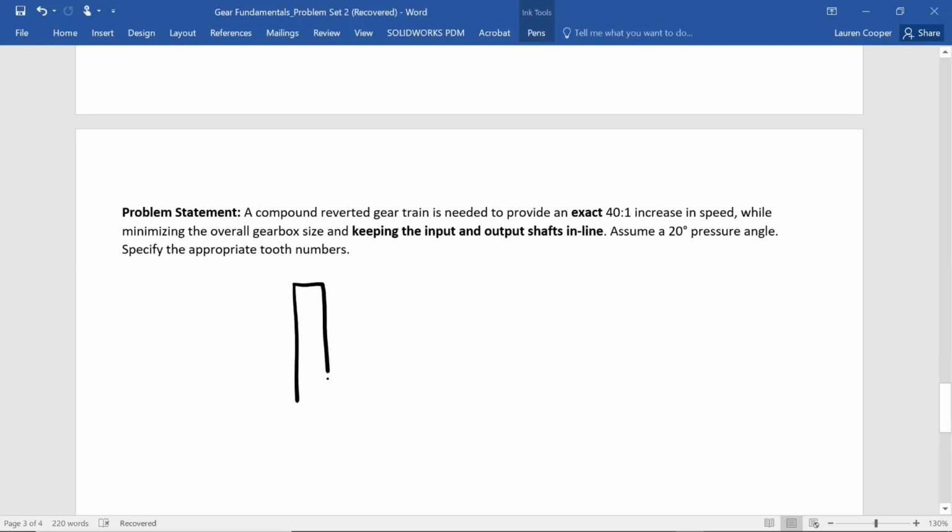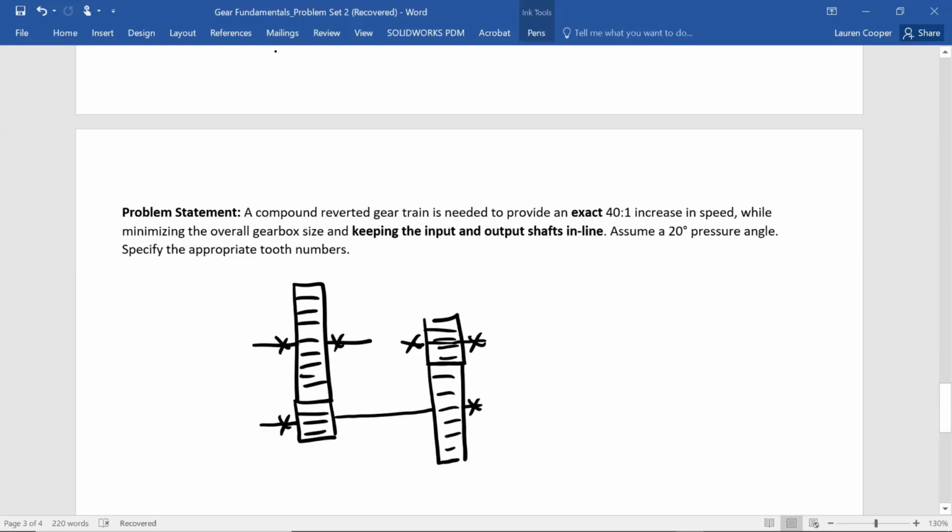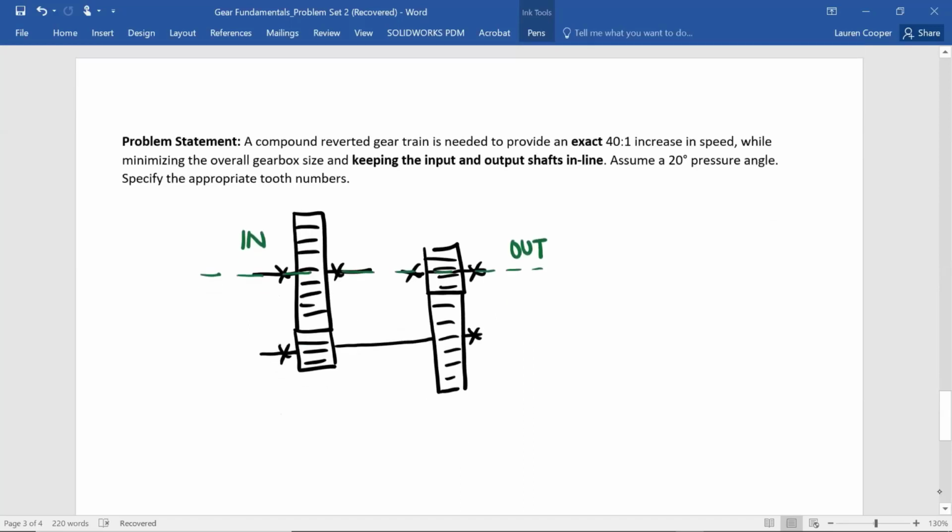Okay. So one more constraint. The input and output shafts in line mean that they have to literally lie on the same line. So again, this is our in, this is our out. So we're going to keep the same criteria. We'll say M1 equals 8, M2 equals 5. But now we have this new constraint that we have to add in.